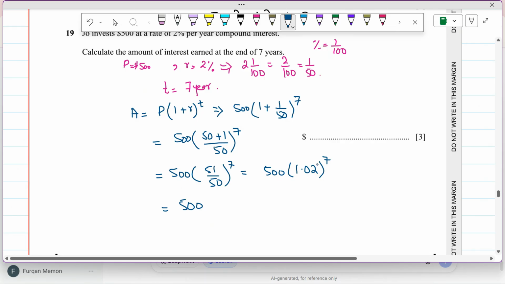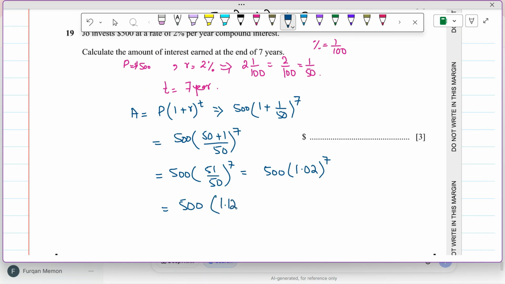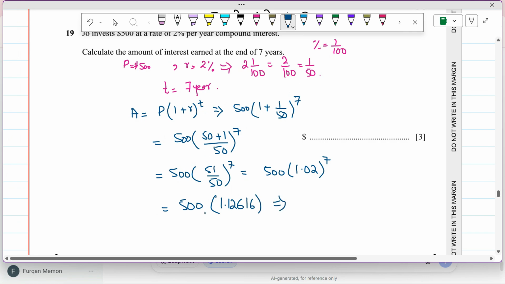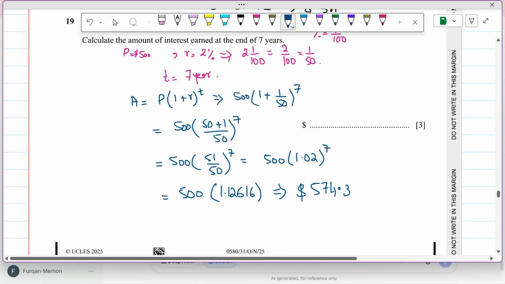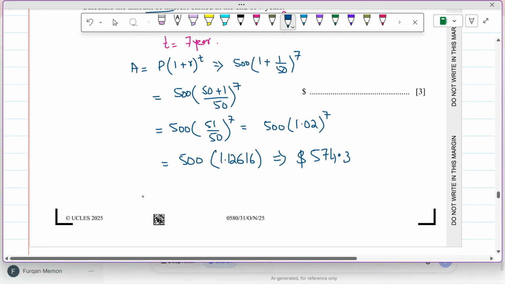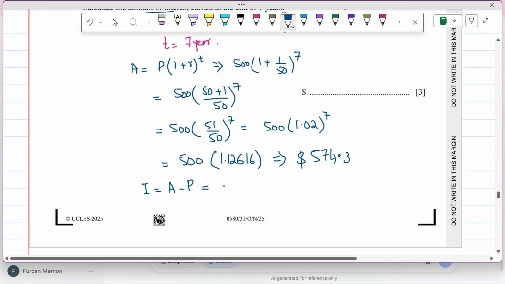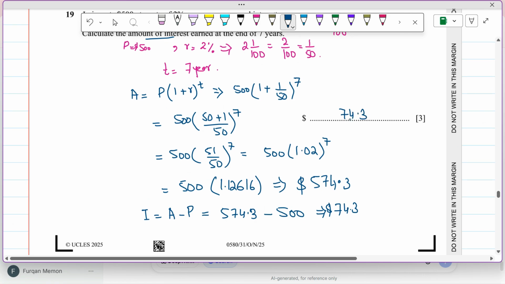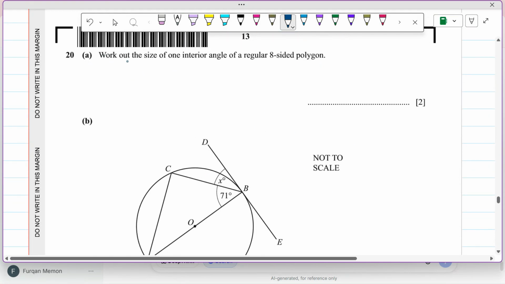1.02 whole power 7 is equal to 1.12616. When we multiply 500 with this value, we have 574.3. So this is the amount she will have after the 7 years. We need to find the amount of interest. So interest is equal to A minus the principal amount. The total amount is 574.3 minus the principal amount, which is 500. So we will have $74.3.